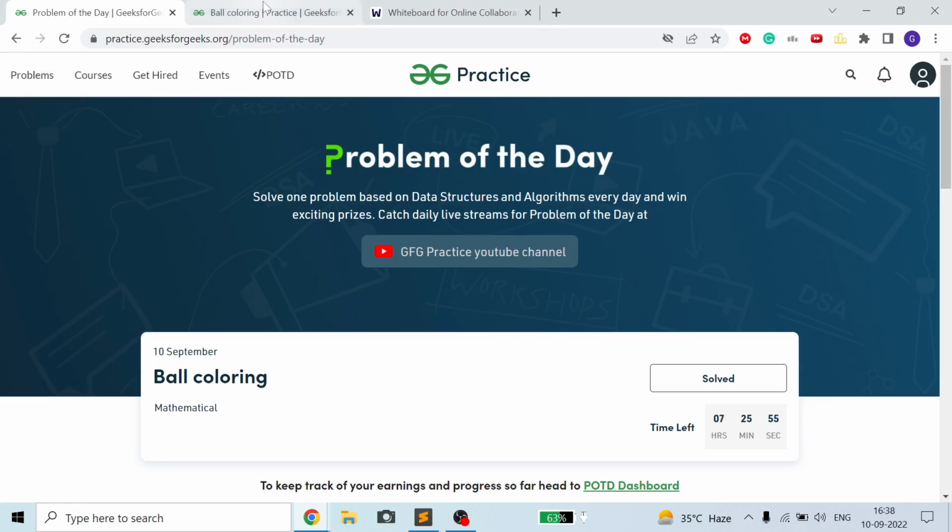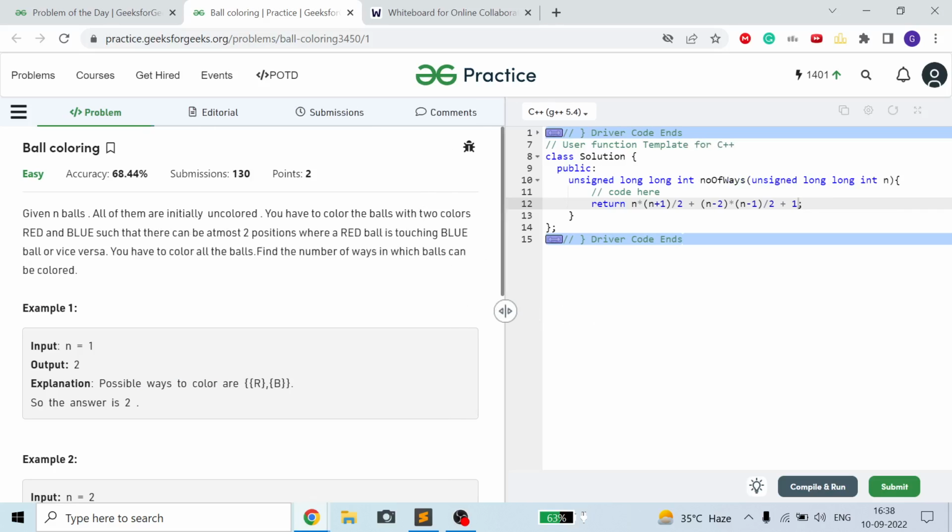Today we are going to discuss this ball coloring problem of GFG. There are many ways of doing this problem, but we are going to solve it just using mathematical equations. So we are given n balls, all of them initially uncolored.